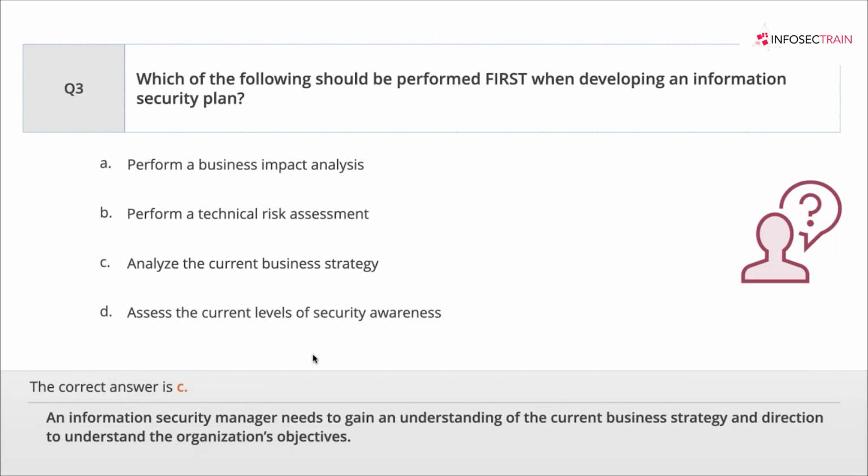Somebody says, okay, let's have an information security plan. The first thing should be to understand what the business strategy is, because that alignment is important. We talked about the CIA, and it's very different for every organization, isn't it? Performing business impact analysis or technical risk assessments will be done as part of the plan, such as a business continuity plan or a risk management plan. So you'll perform those as part of those plans. The question is, what do you need to do first in order to create those plans?